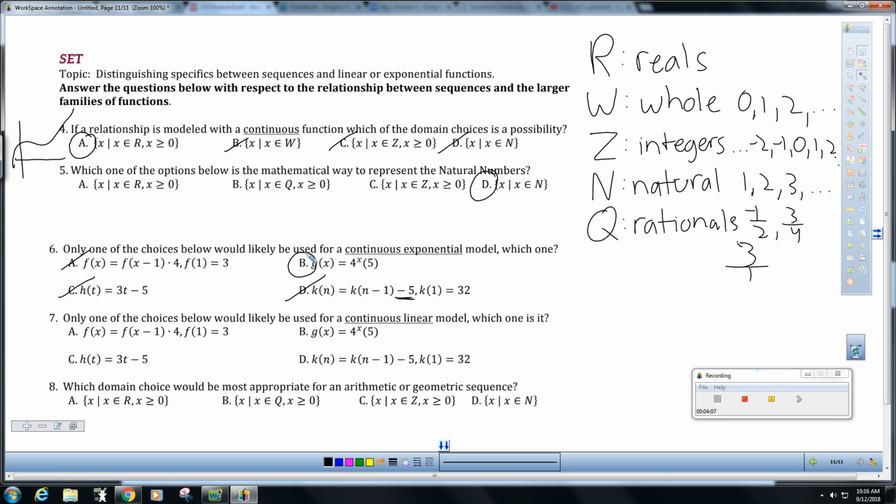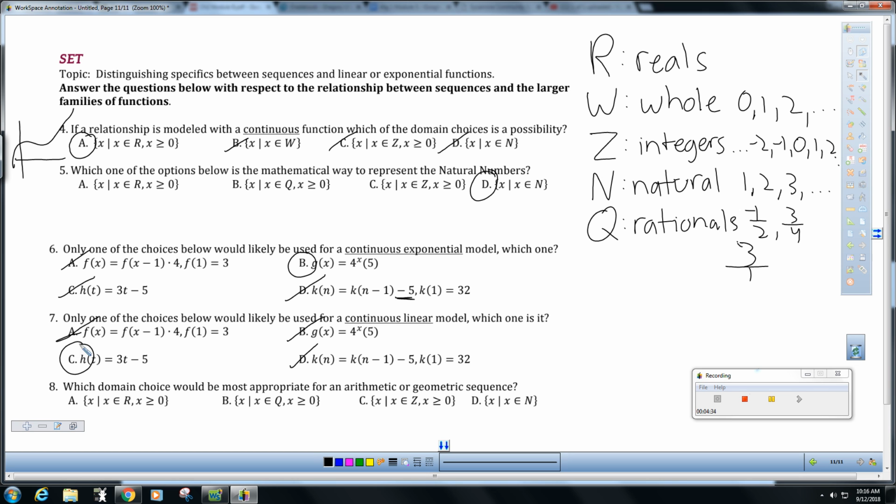Number 7 here is similar, but now we want a continuous linear model. So I'm going to go ahead and start by getting rid of choice B and choice A, because those are both for geometric ones, and we need an arithmetic sequence. So we're left with choices C and D. Again, our recursive formula is only going to let us put in numbers like 1, 2, 3, 4. So that one is not going to be continuous. We need choice C.